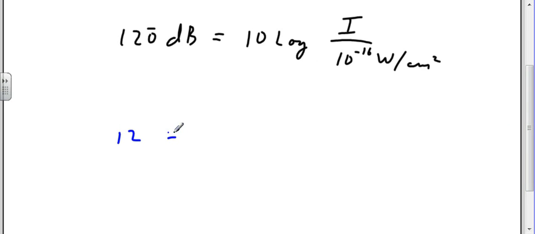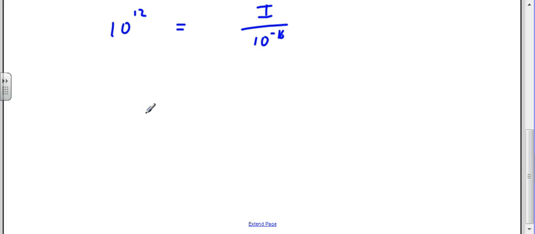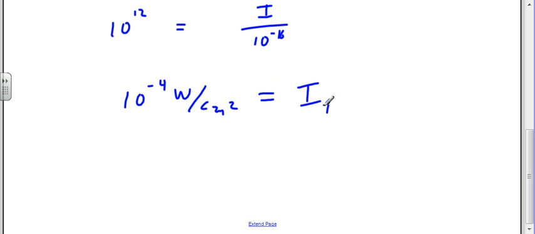All right, so back to the calculation. 12 is equal to the log of the intensity, the answer I'm trying to find, divided by 10 to the minus 16. Okay, I'm going to raise these as powers of 10, and I'm going to have 10 to the 12th is equal to I divided by 10 to the minus 16, and then I'm going to cross multiply and say 10 to the minus 4th watts per centimeter squared is the threshold of pain. There we go.